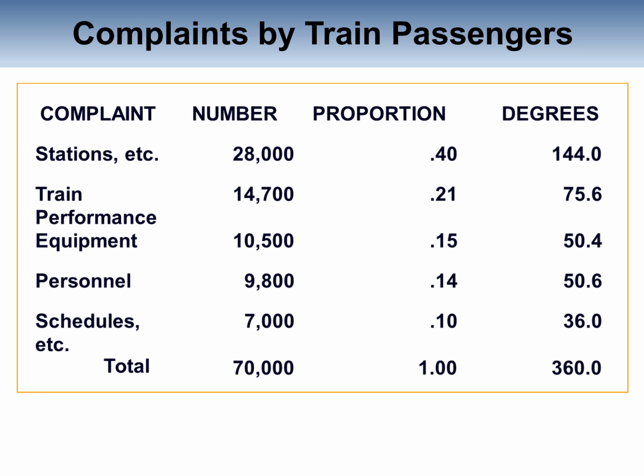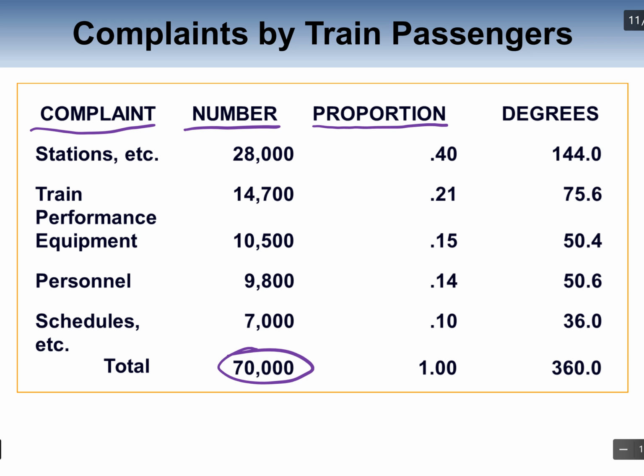The first one comes from a data set of complaints by train passengers. Here we can construct a pie chart, or at least show how it's constructed. The first column is the type of complaint. So we have stations, the train itself, performance, equipment, personnel, schedules, etc. The next column is the number of passengers who complained about each of those complaints, for a total of 70,000.